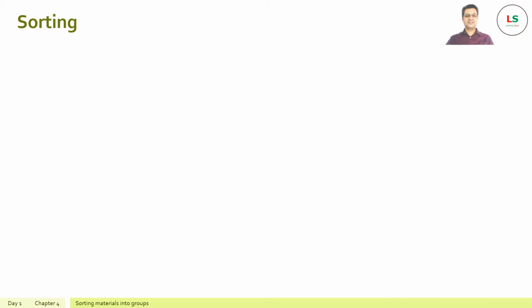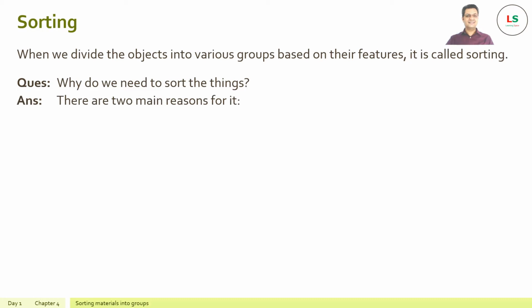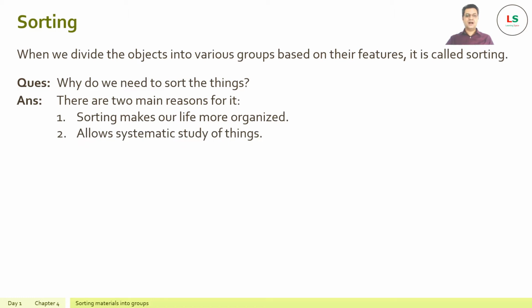Let's discuss about sorting. When we divide the objects into various groups based on their features, it is called sorting. Now a question arises at this point. Why do we need to sort the things? Put on your thinking caps and keep thinking. There are two main reasons for it. Number one, sorting makes our life more organized, and number two, allows systematic study of things.